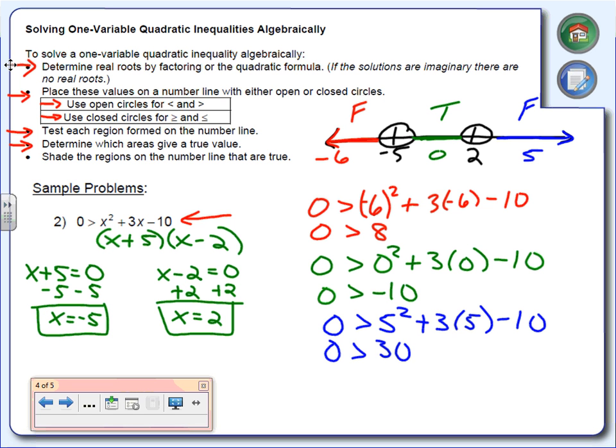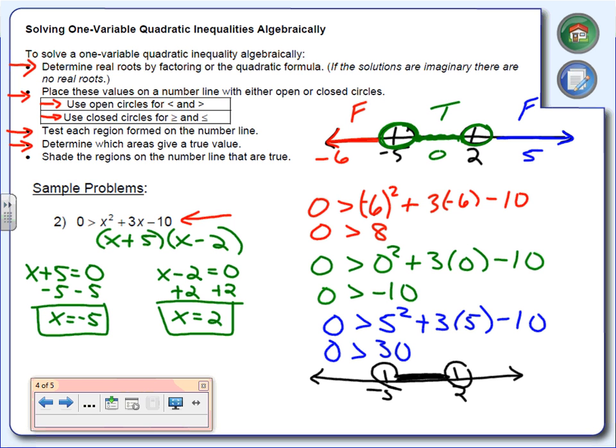Now remember, it says we're going to shade the region of the number line where the statement is true, which in this case is going to be this middle section right here. So everything between negative 5 and positive 2 would be our solution. So all of this and everything in between. Okay, so the actual graph, and I'll draw it over here so we can see the final answer. So our final answer is going to look like this right here.